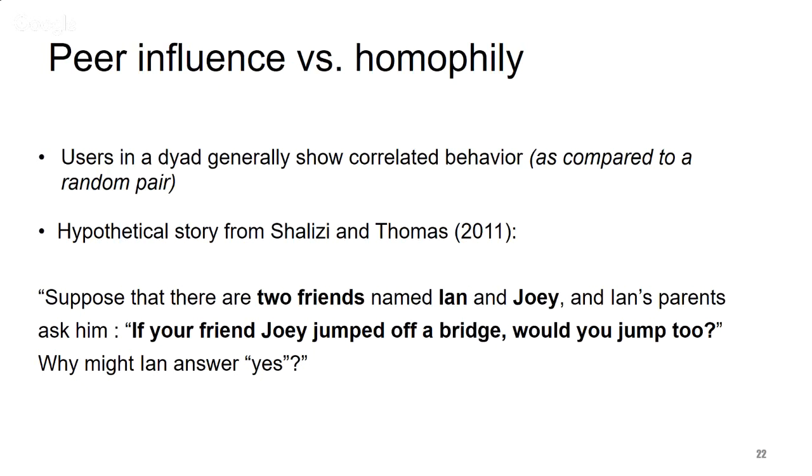So the story goes like this. Suppose there are two friends named Ian and Joey, and Ian's parents ask him, if your friend Joey jumped off a bridge, would you jump too? And the question is, why might Ian answer yes? So the authors say that there are at least six reasons. The first example is that Joey's example inspired Ian, which is social contagion at play. This is what you would ideally want to see if you're studying peer influence.